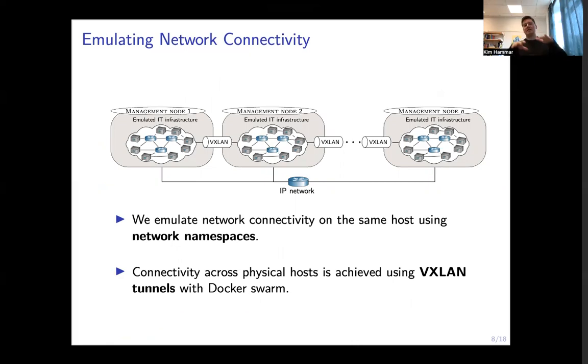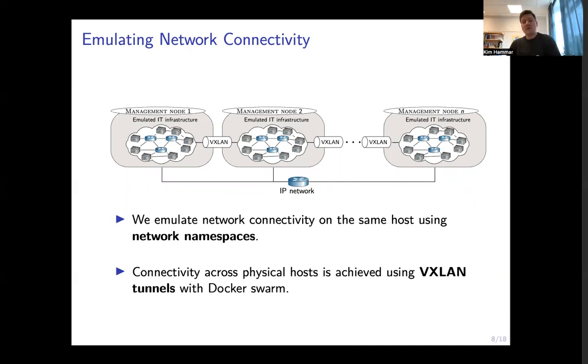Then we connect all of the virtual networks on the different management nodes in an overlay network using VXLAN tunnels. So essentially, we obtain an overlay network, which is the network of the digital twin, where the containers can communicate, that is running on top of the substrate network, which usually is an IP network.